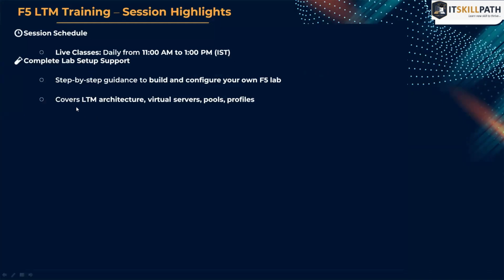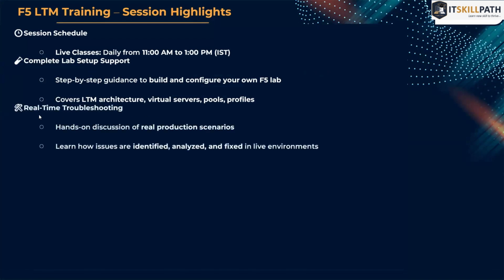We'll start by covering LTM architecture, what a virtual server is, what a pool is, and profiles. I'll cover real-time troubleshooting, since I'm already working on F5: which types of tasks we get on a day-to-day basis and how we troubleshoot them. Let's suppose I'm working as an F5 LTM engineer and I get a P1 incident. How will I identify whether it's related to F5? If it is related to F5, how will I troubleshoot? If it is not related to F5, how can I convince others?